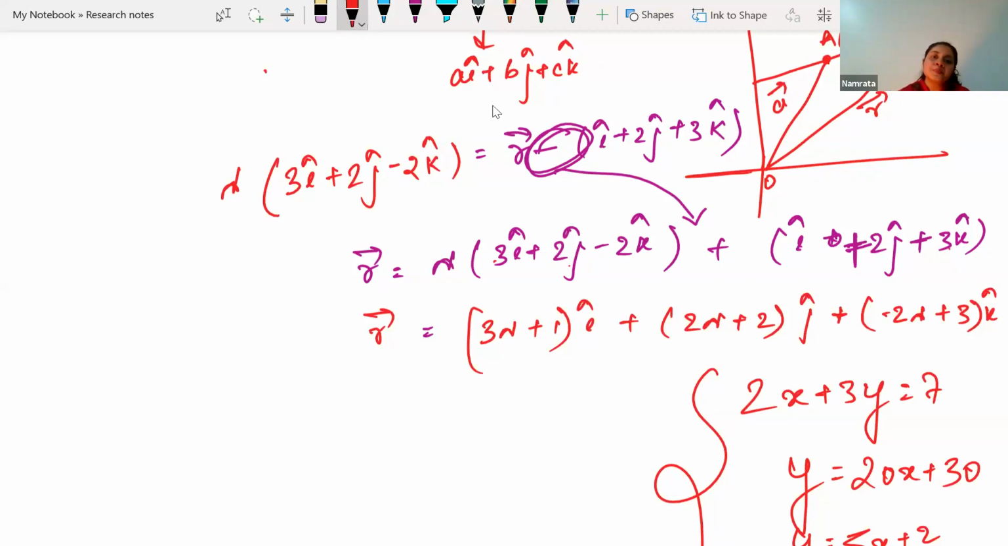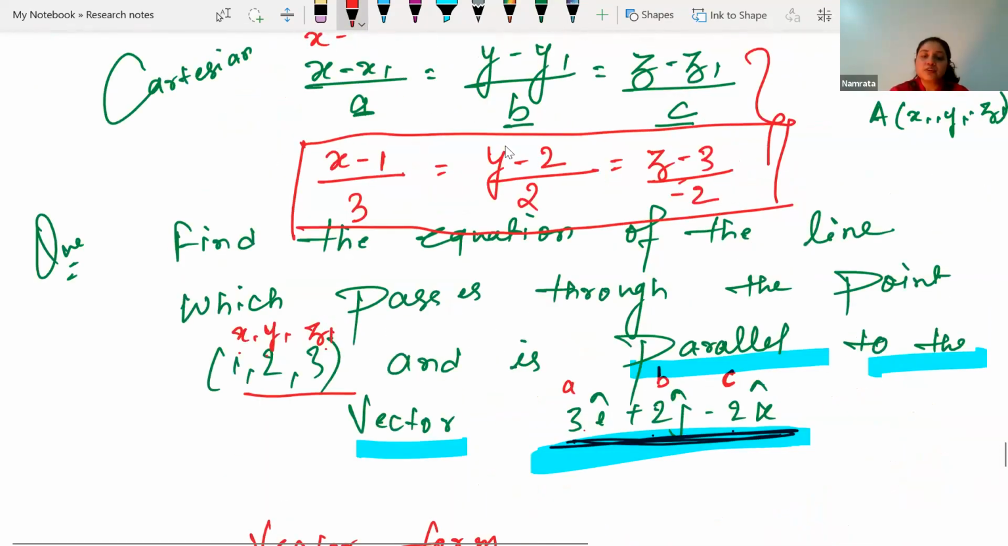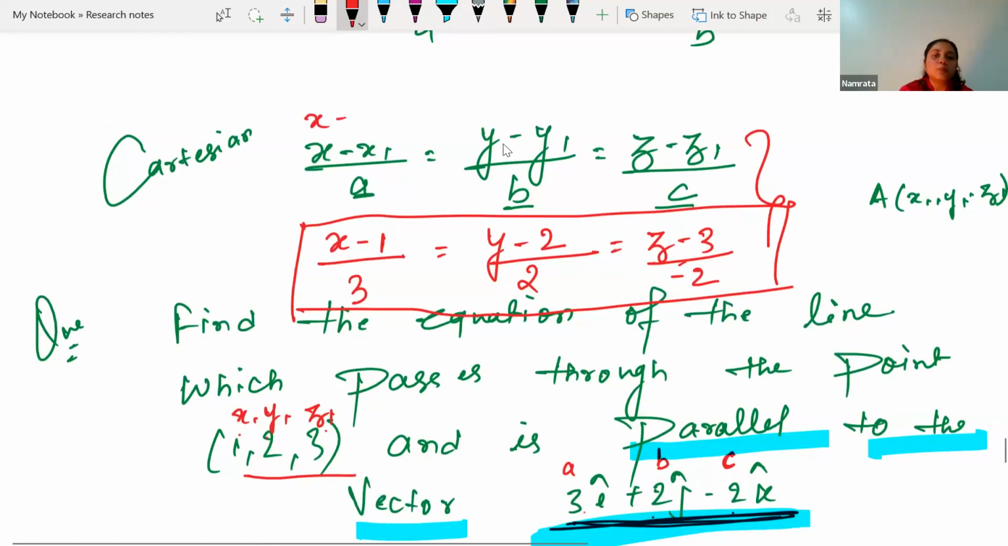Let's summarize the whole thing, what we have done over here. Find the equation of a line which passes through a point, where the point is given, and is parallel to the given vector. Equation of a line passing through a point parallel to a given vector in Cartesian form, the formula is x minus x1 over a is equal to y minus y1 over b is equal to z minus z1 over c, where a, b, c are direction ratios of the parallel line, and x1, y1, z1 is the coordinate of the point. The line is passing through a point. That point's coordinate is x1, y1, z1. We have just substituted the point and the direction ratio. We got the equation of a line in Cartesian form.